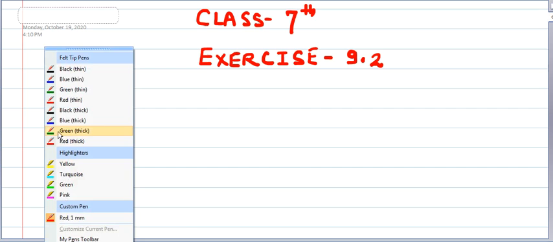Now you will learn how to solve the questions of exercise 9.2 of 7th class. Before we start, I just want to tell you a very important concept of this exercise. It is regarding the ratio.